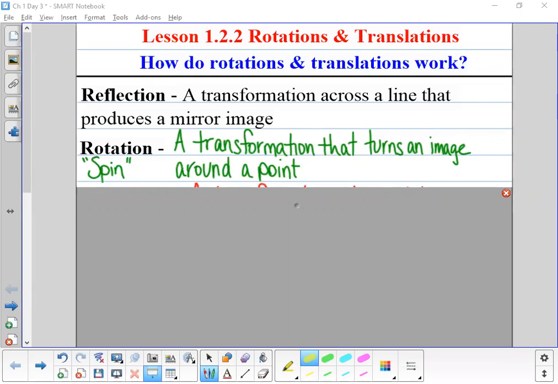When we're doing a rotation, you will have the point that you're rotating around, and it will tell you how many degrees you're going to rotate. And we're going to do more of those tomorrow. So rotation is when you kind of spin your pre-image.